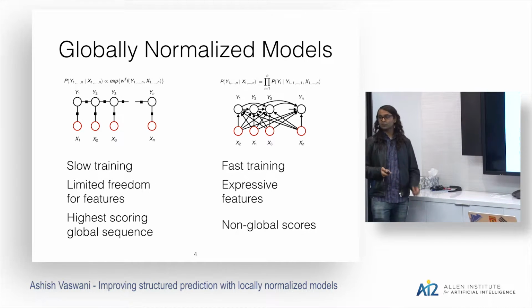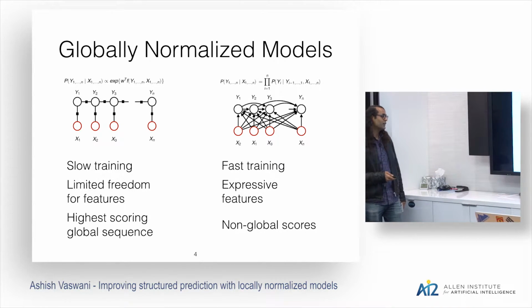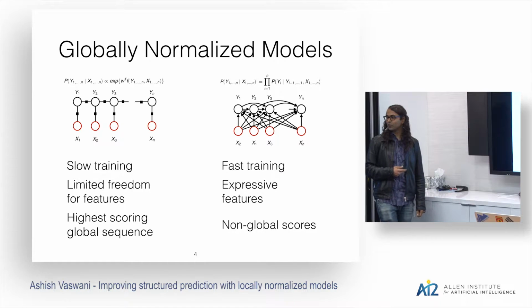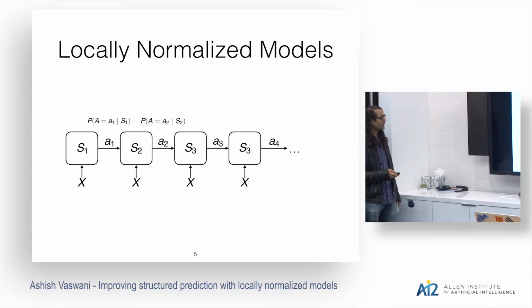In locally normalized models, you could potentially condition on the entire input and all the outputs that you've seen so far. But you have these non-global scores. The probability of a sequence is computed using these local scores, whereas globally normalized models actually look at the entire sequence. Now, why did this hurt us? Why is this a bad thing, and how does this hurt accuracy?